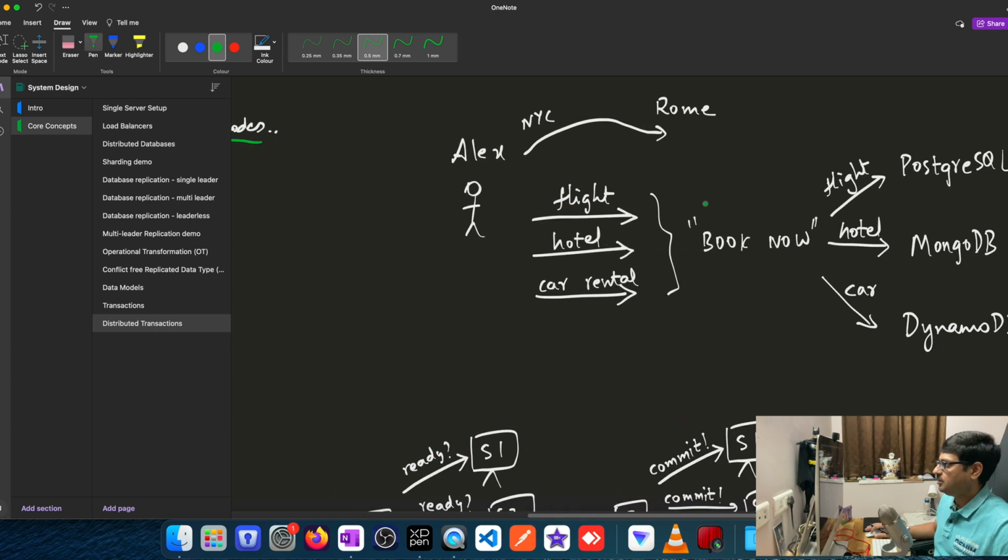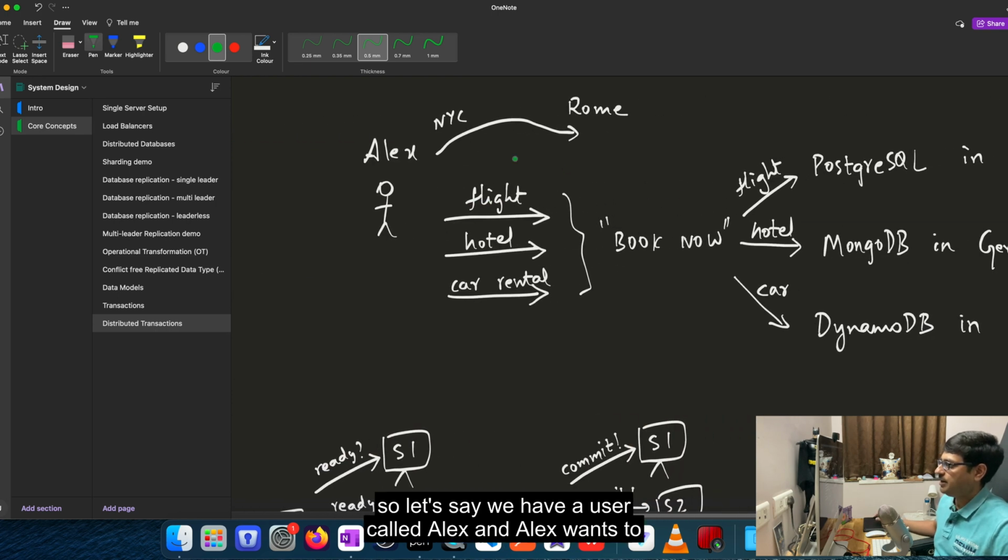Let's take an example. Let's say we have a user called Alex, and Alex wants to travel from New York City to Rome. For this, Alex is trying to make use of an internet service provider like Make My Trip or Skyscanner or something like that, where he can book a flight, a hotel, and a car, right? So he's selected a flight, he's selected his favorite hotel, and he's also chosen his appropriate car rental option, and then he's clicking on book now.